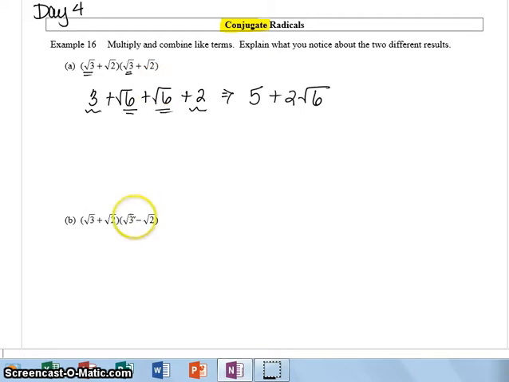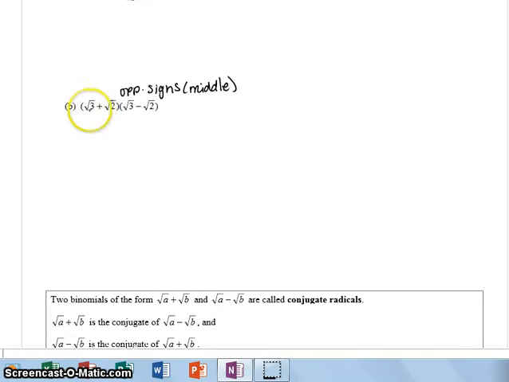All right, the next one here. Now you should notice that they have opposite signs in the middle. Let's watch what happens when I FOIL. Radical 3 times radical 3 is still a 3. My outers give me negative radical 6. My inners give me positive radical 6. And my last, be careful, positive times negative would be minus 2. I combine like terms here, and I get 1, and all of a sudden that cancels.